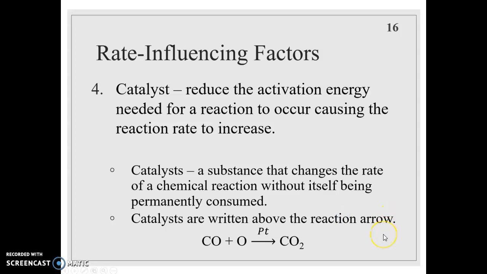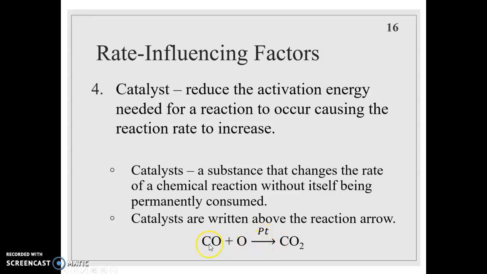All right, and lastly, catalyst. What they do is they are chemical substances that reduce the activation energy needed for a reaction to occur, and that makes the reaction rate increase. So catalysts, they're going to change the rate without actually being consumed by the reaction. So they're going to be written above the reaction arrow for that reason.